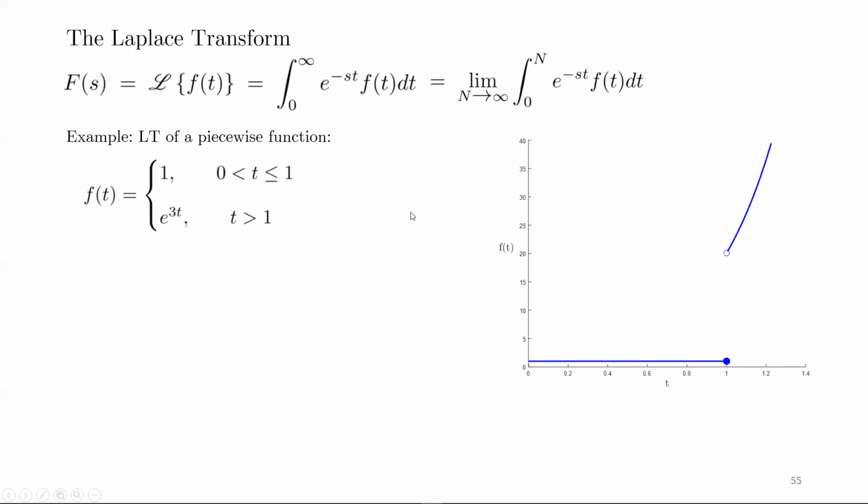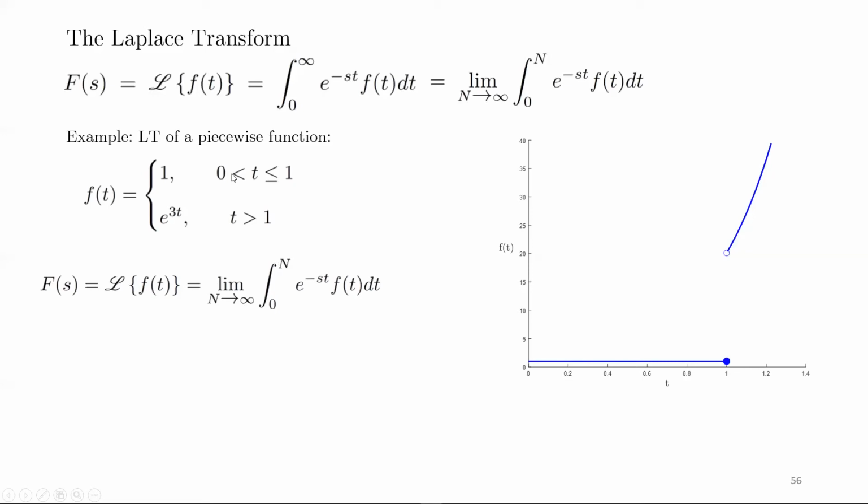So let's try and do that from the definition. F of s, capital F of s, is equal to the Laplace transform of f of t, which by definition is the limit as n goes to infinity of the integral from 0 to n of the exponential of minus s times t times this function f of t. But now this is a piecewise function, so I'm going to split this integral up, because I can do that, if you recall from first year calculus. I can split this integral into two parts.